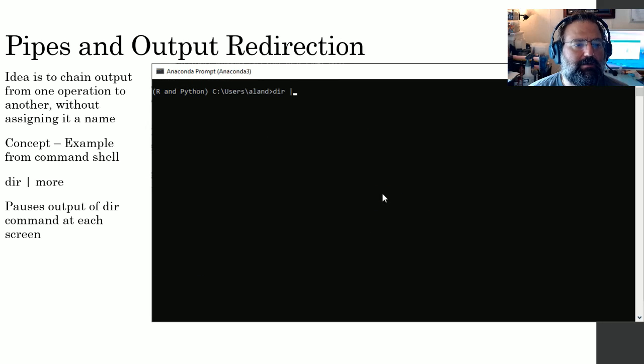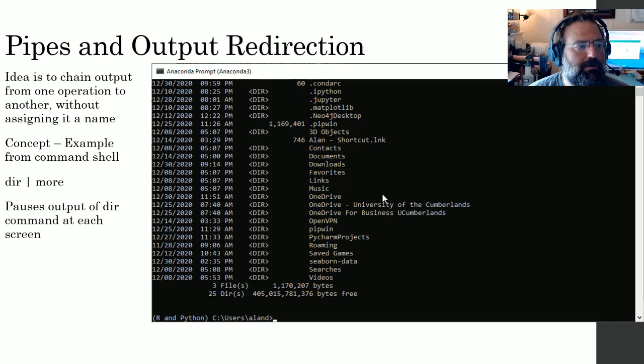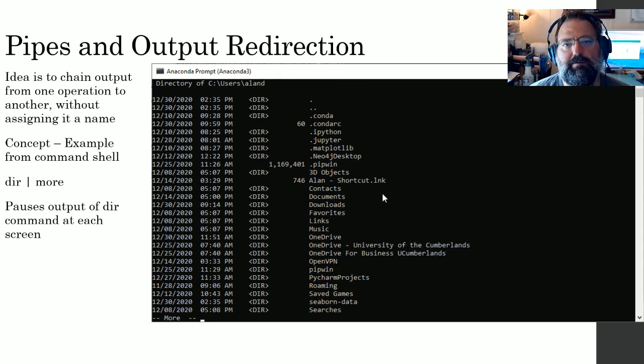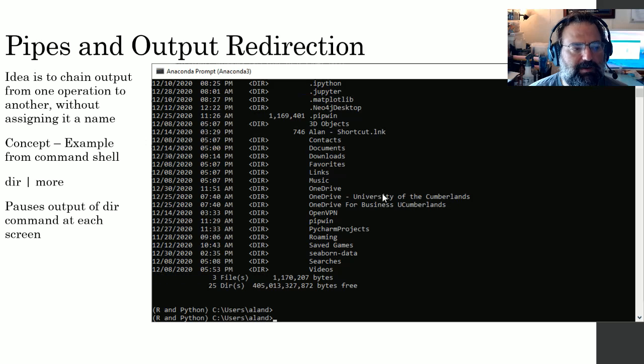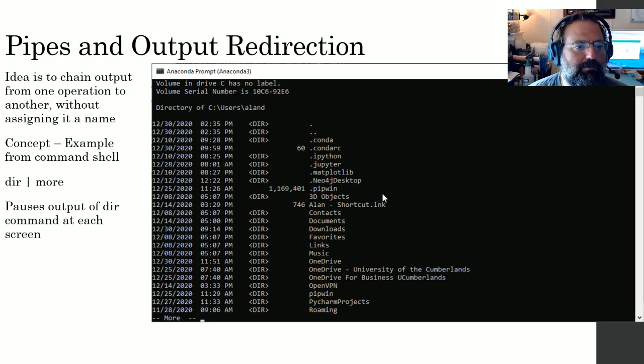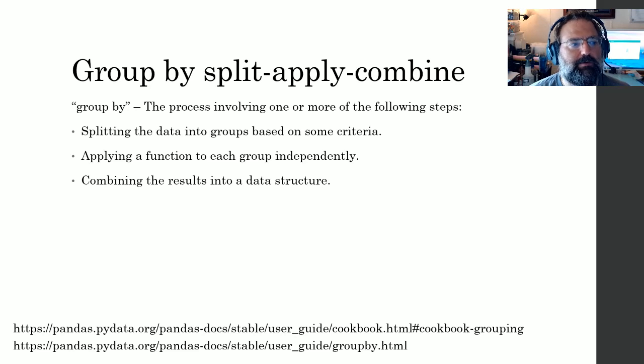The more command lets you page through output a page at a time. Directory obviously lists the contents of a directory, so what you're doing here is saying take the contents of the directory and show it to me a page at a time. That kind of concept is important in data science as well. So how do we do this sort of concept in Python?